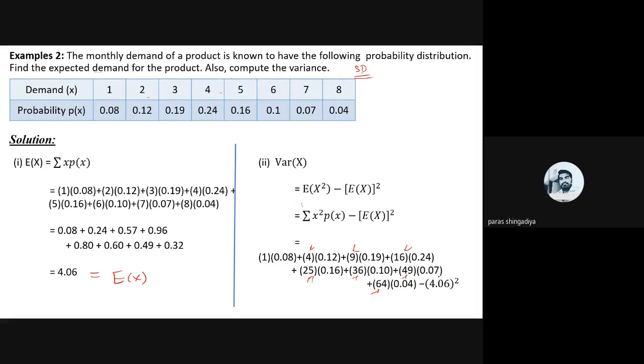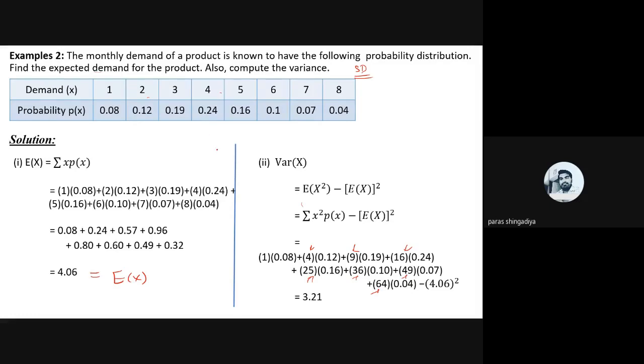4.06 whole square, subtract it from 4.06 whole square. After simplifying, the final answer for both parts is 3.21. That is the answer for the variance of the given data.